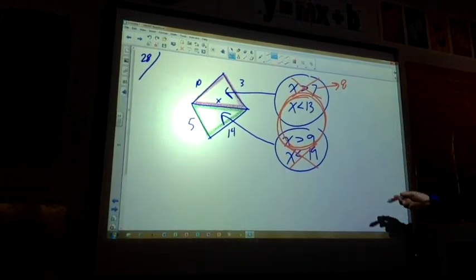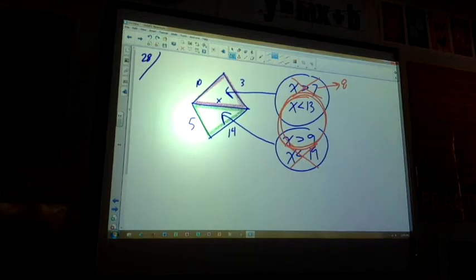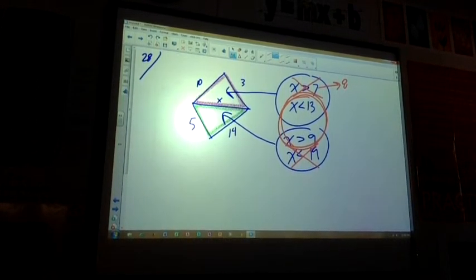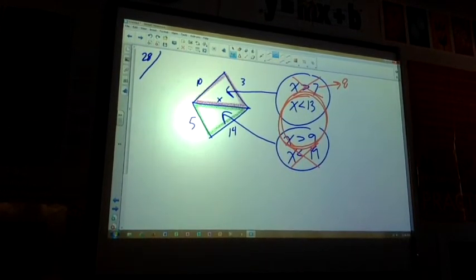It has to be bigger than 9. It has to be less than 13. So if you're talking about whole numbers, it has to be 10, 11, or 12. So X is less than 12.9 repeating forever. It's bigger than 9.000 forever with a 1. Make sense? Cool.